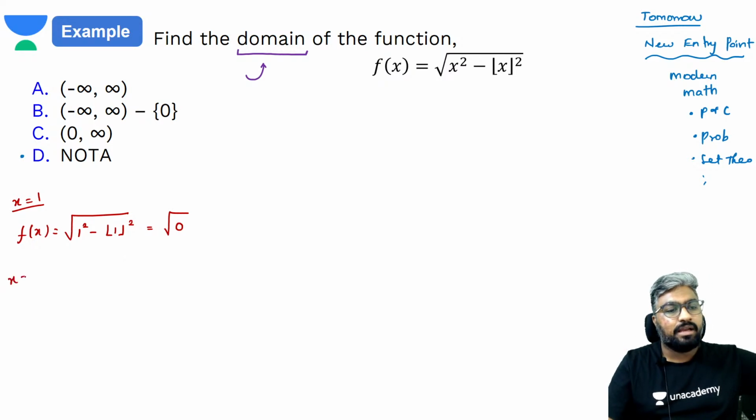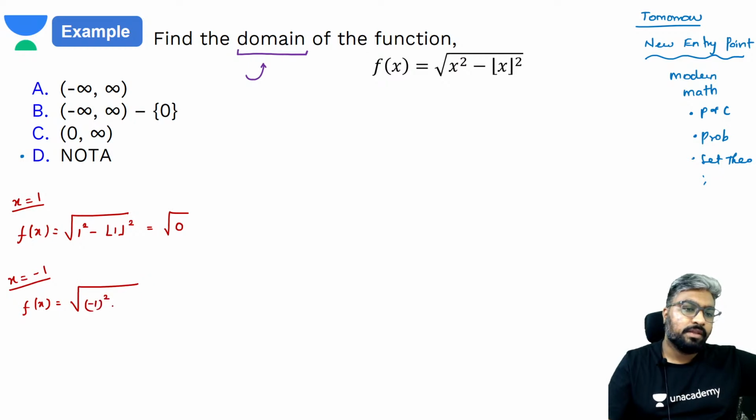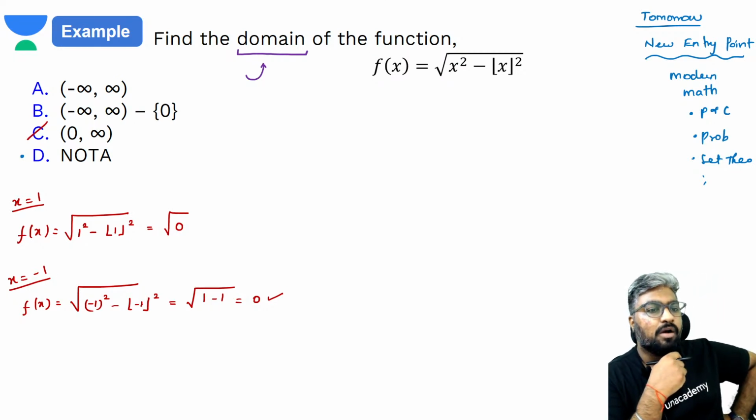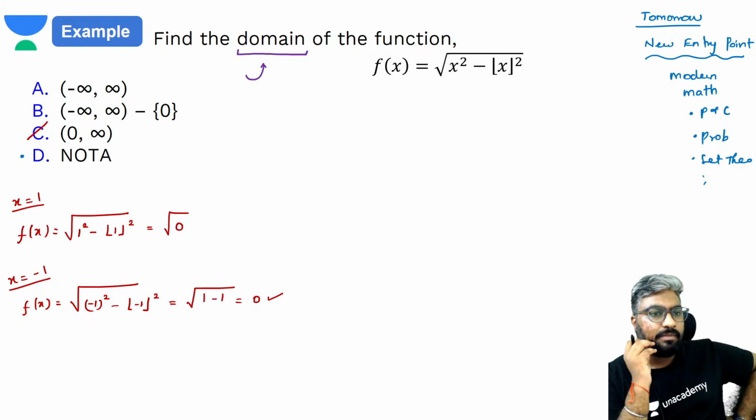Let us try a negative value, -1. So what will happen if I try a negative value? f of x will become square root of (-1) the whole square minus the greatest integer of -1, squared, which is again what? (-1) square is 1, and the greatest integer of -1 is -1, so 1 minus 1 is still 0, which is allowed. So negative values are allowed, which means I can eliminate C, because negative values are allowed.